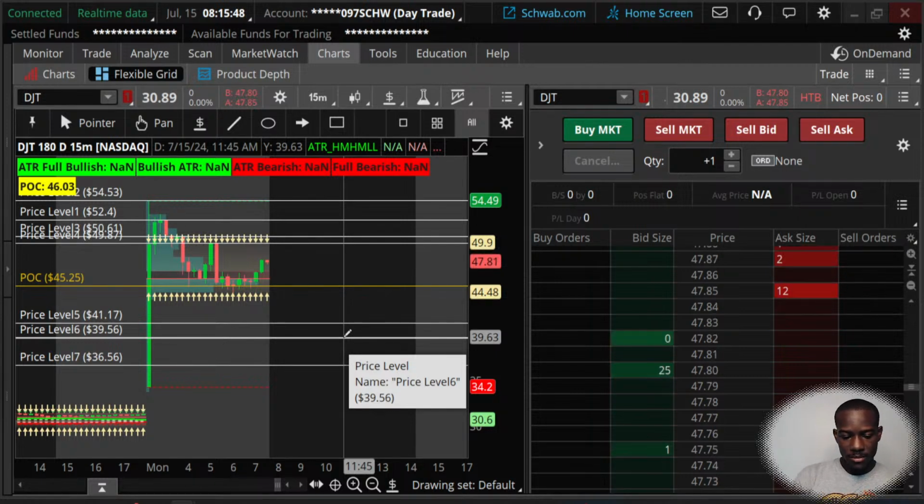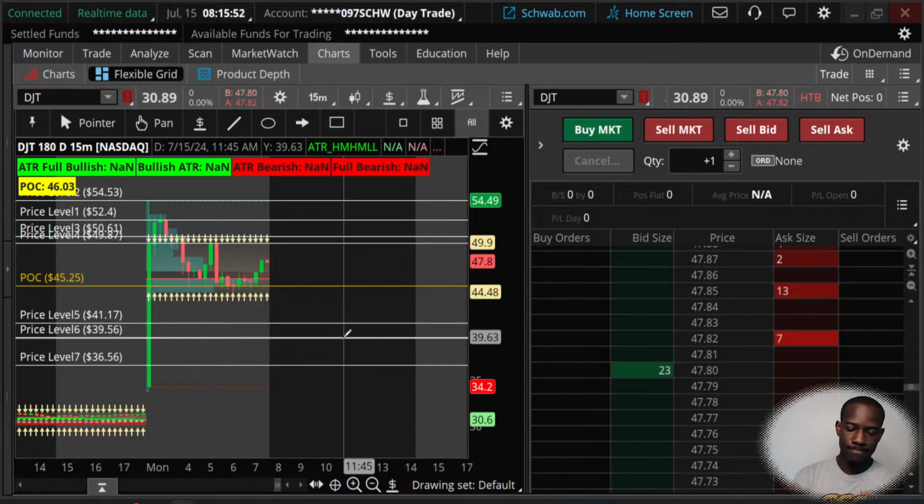But at this point, I'm still interested. Got plenty of volume. Let's see it get back under 47.50s. Come on, start dropping.